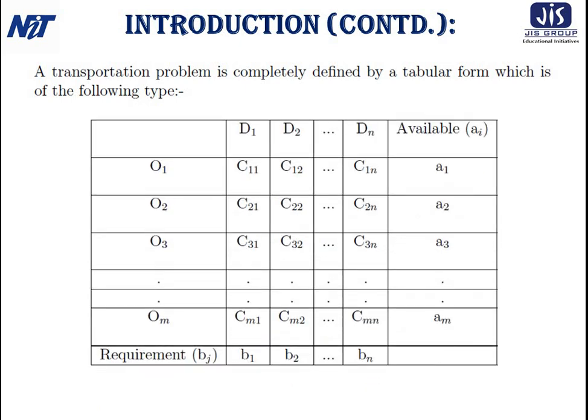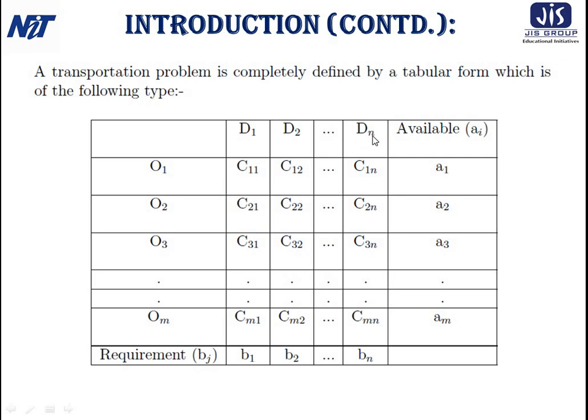Now a transportation problem is basically given in a table. So here how many origins are there? M number of origins are there, O1, O2, O3, up to Om, and how many destinations are there? D1, D2, up to Dn, n number of destinations. So n number of destinations and m number of origins are there. M and n may be equal, may not be equal.